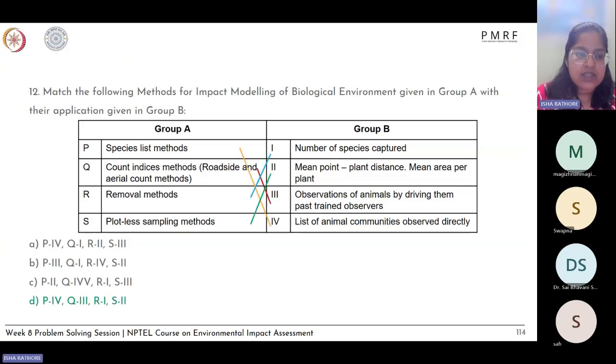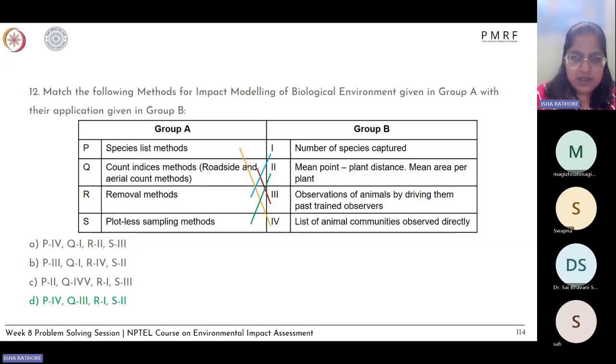Okay, so the correct answer is D. So the species list method is the list of animal communities which are observed directly. So P matches with 4. Count index methods, roadside and aerial count methods. These are the observations of animals by driving them past trained observers. So this is Q matches with 3.